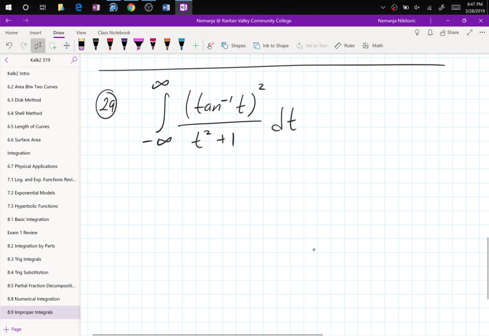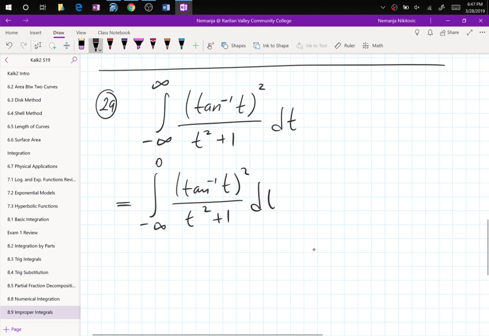Yes, tangent inverse cubed over 3. Nice. Good. All right. No, I was asking for integration. All right, so let's go. Negative infinity to 0 of this mess, plus 0 to infinity.